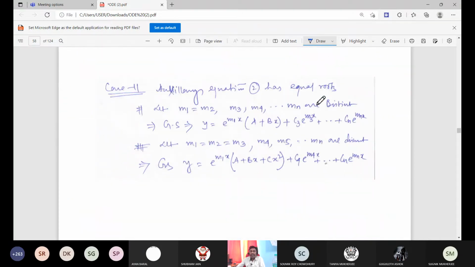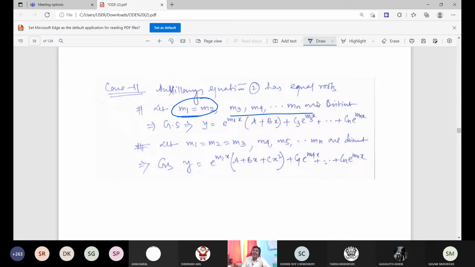Next, let's say the auxiliary equation has some roots that are real and distinct and some that are not distinct. I mean, some of them are real and equal and some of them are real and distinct. So let's say m1 equals m2 and the rest of them are unequal. So two are the same, that is, the first two are the same, m1 equals m2.